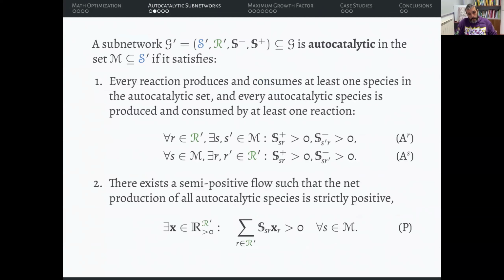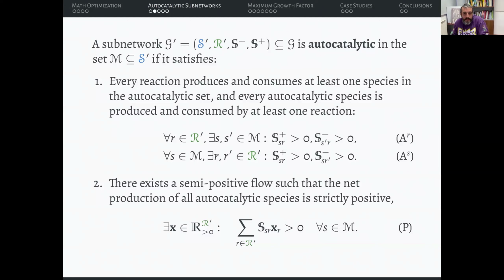And then we use something that we introduced in our previous paper, but it was also given in the paper by Alex and others. This is the definition of autocatalytic subnetwork, which is a substructure of a chemical reaction network with a given set of species as a fundamental set, which is the set of autocatalytic species, the set M here.